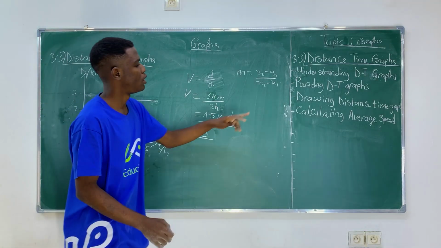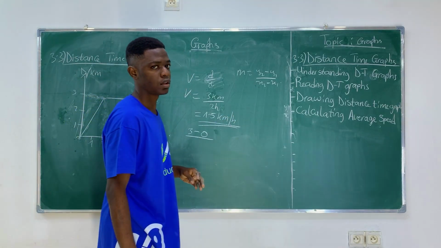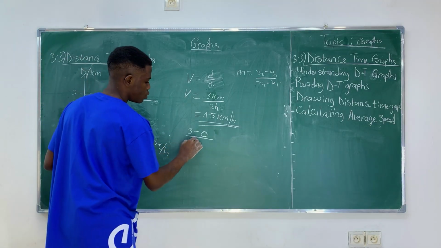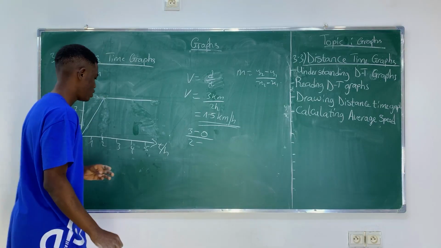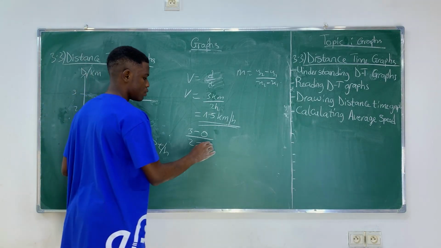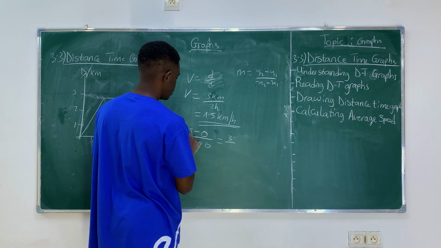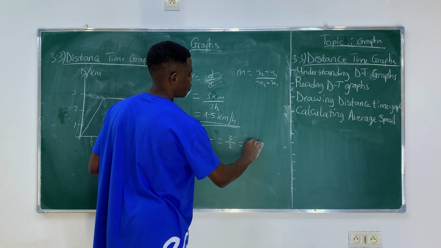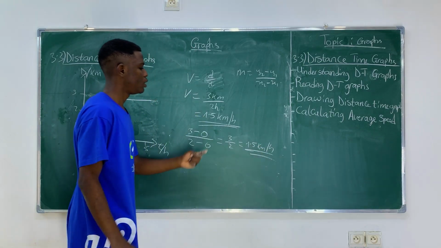All over x, which is for time. So x2 is the time where it stopped, which was 2 hours, minus the time where it started moving, which was 0. That's equal to 3 minus 0, which is 3, all over 2 minus 0, which is 2. That's equal to 1.5 kilometers per hour. You see, it's the same thing.